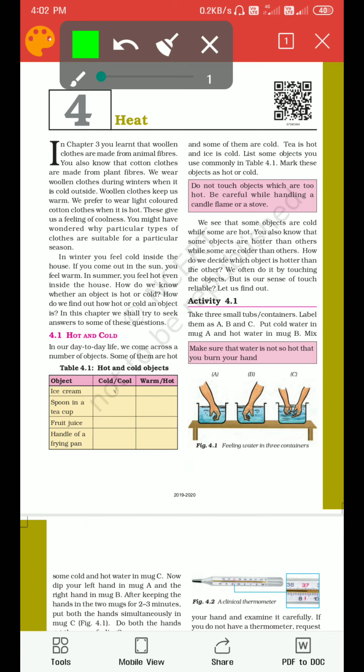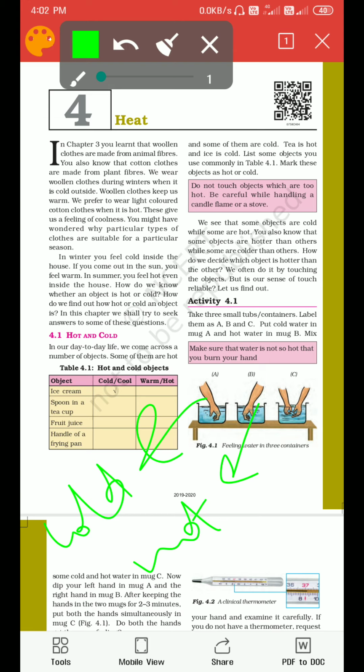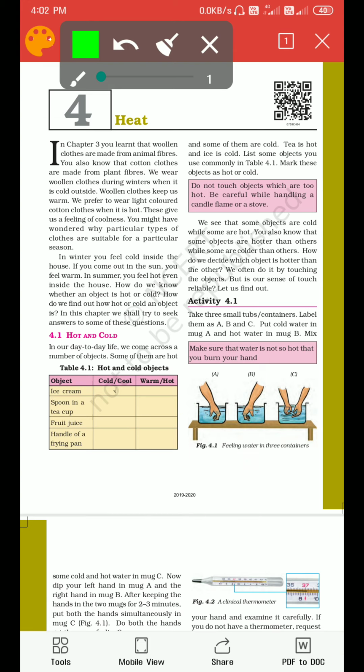Alright, now the next thing you have to do: put your left hand in the cold bowl, and your right hand in the hot bowl, and keep them for a few seconds. After that, take out both hands from both bowls and put both hands into the vessel which contains the moderate water. Okay, now tell me, what do you feel?